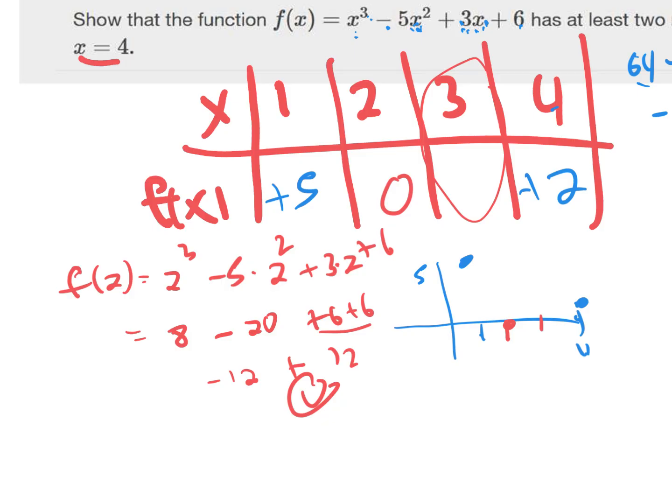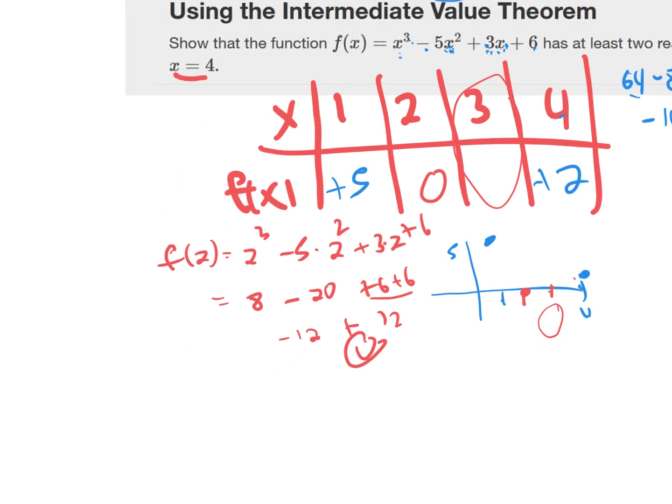And I don't have to do the 3, because 3 is going to be here. It doesn't even really matter what the 3 is. If I have to go back, well, I mean, 3 is going to have to probably be down here. I guess I better check it. Let's check it. Let's do f of 3. It has to be negative. It has to go down, so it has to be down here.